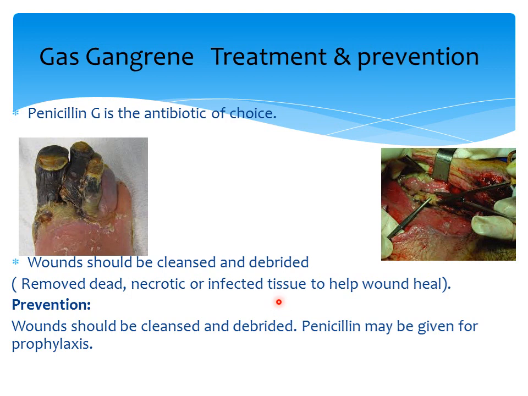Why? Because after I remove this dead tissue, the wound can heal. For prevention, the wound should be clean and debrided. Penicillin can also be given as prophylaxis, meaning prevention. If there is an accident, for example, the patient should be given penicillin as prophylaxis against the formation of gas gangrene.